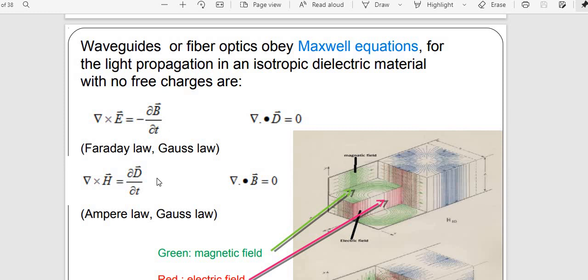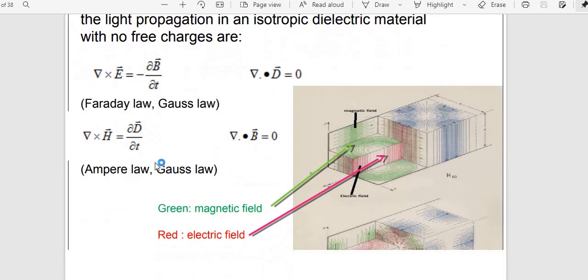Del cross E is equal to minus dou B by dou t, where E is the electric field component and B is the magnetic flux density. What is B? B is mu H, right? If you want to take free space, then del dot B is equal to 0, because del dot D is equal to rho, and that rho value will be 0. This is for Faraday's law and Gauss law. What is Ampere's law? Del cross H is equal to dou D by dou t, right? Or del dot B is equal to 0.